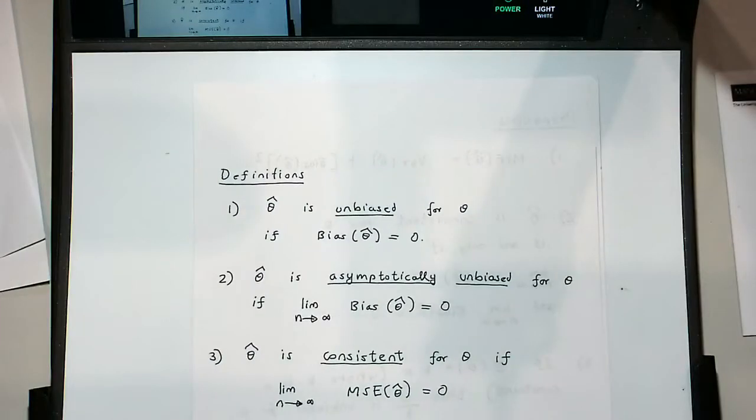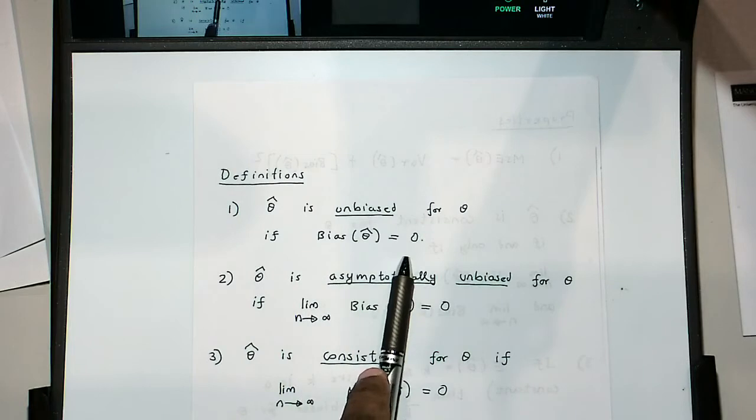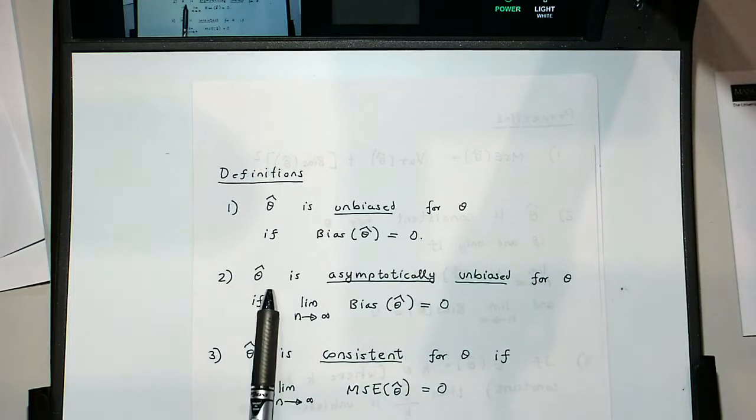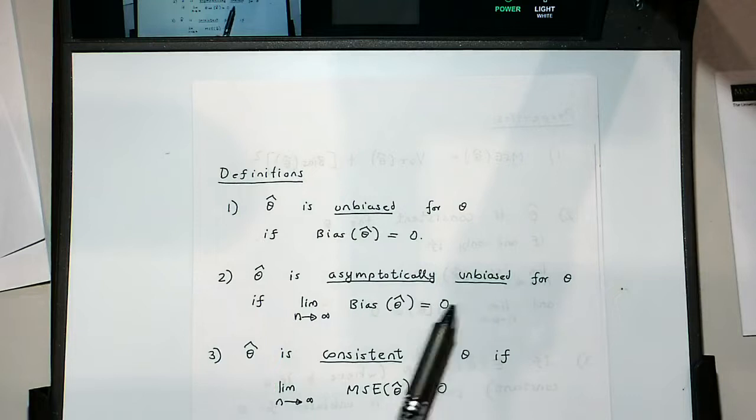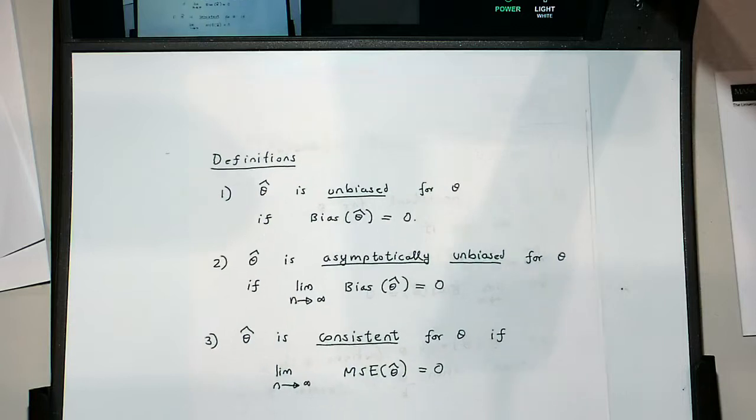You say that theta hat is unbiased if the bias is equal to 0. Unbiasedness is a good thing because the smallest possible value for bias is 0, right? And you say that theta hat is asymptotically unbiased if the limit of the bias is 0 as n approaches infinity. n is the sample size.